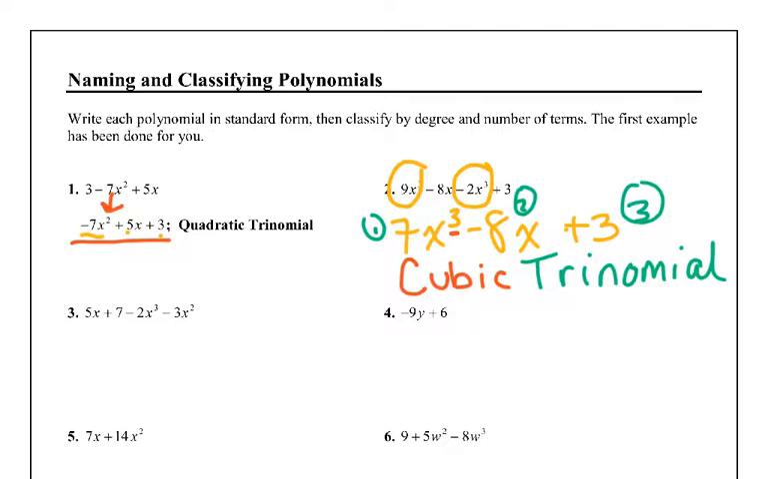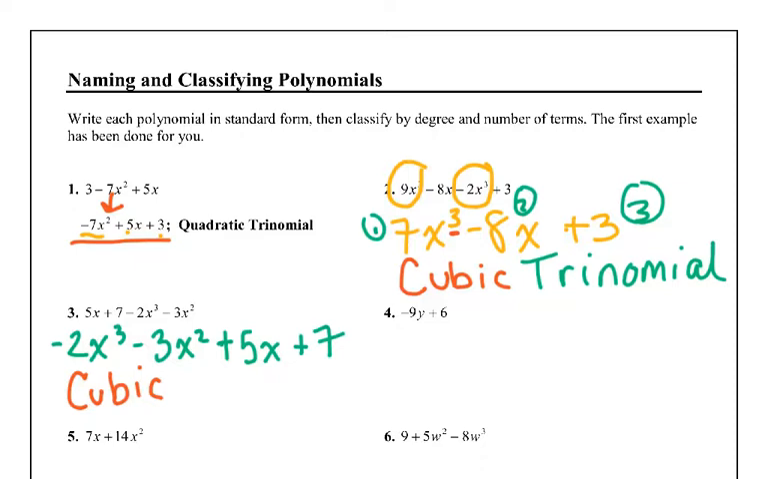So looking at number 3, I'm going to combine any terms if I can, which looking at this I can't. So I'm just going to write it in standard form then. So I have negative 2x cubed minus 3x squared plus 5x plus 7. So naming it based on degree, again it's raised to the third power, so that's cubic. And then counting the number of terms, in this case, I have 4 terms, so anything above 3 is just considered a polynomial. So this is a cubic polynomial.